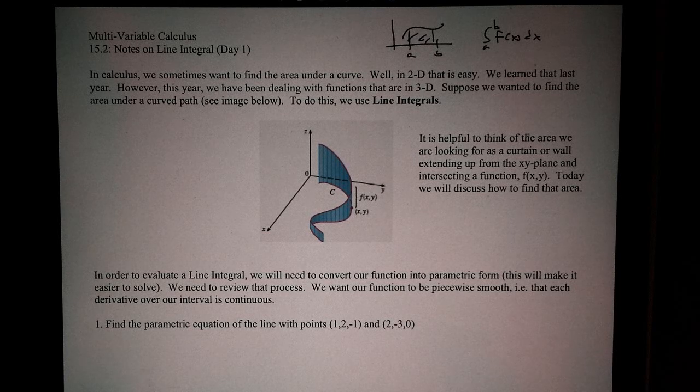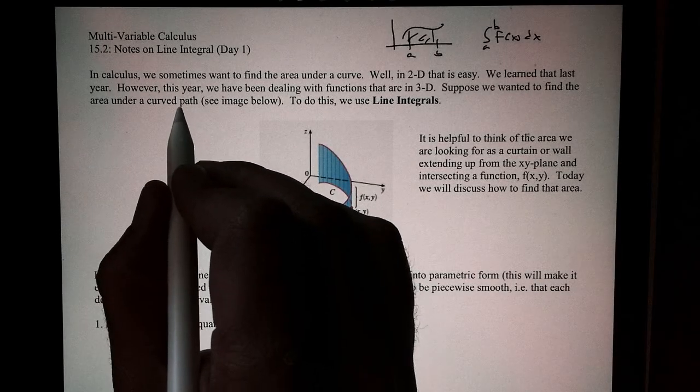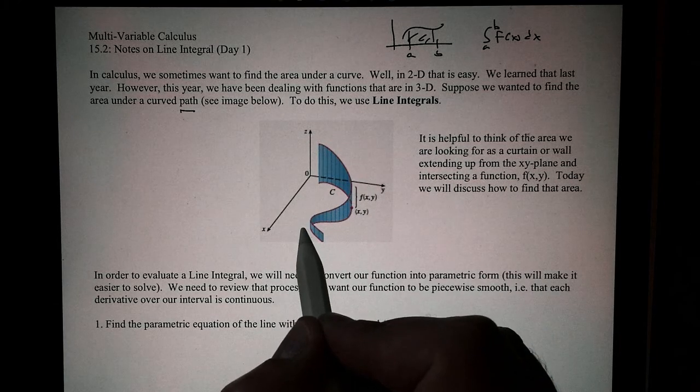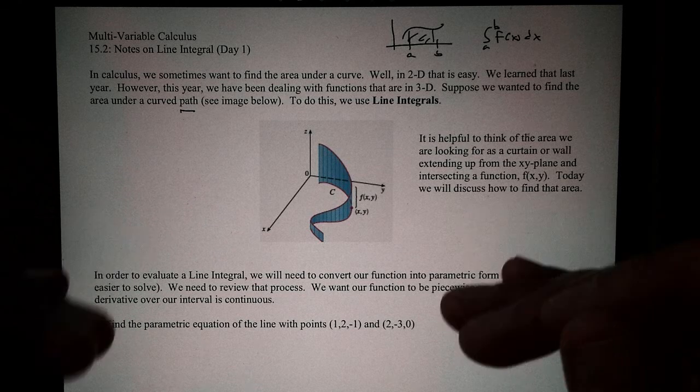However, this year we have been dealing with functions that are in 3 dimensions. So suppose we want to find the area under a curved path. So when we look at this image, we want to find the area underneath this curved path. To do this, that's where we're going to be using something called a line integral.